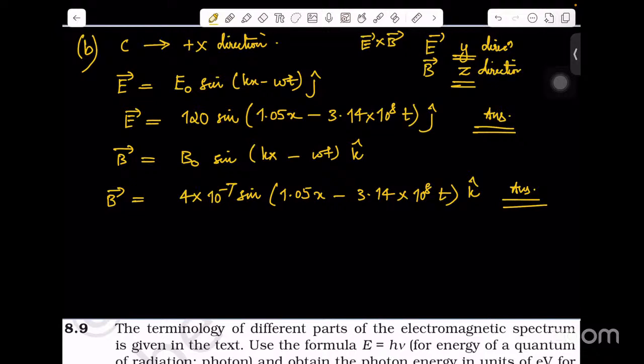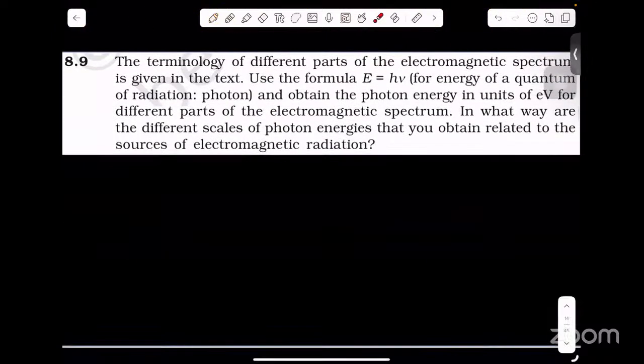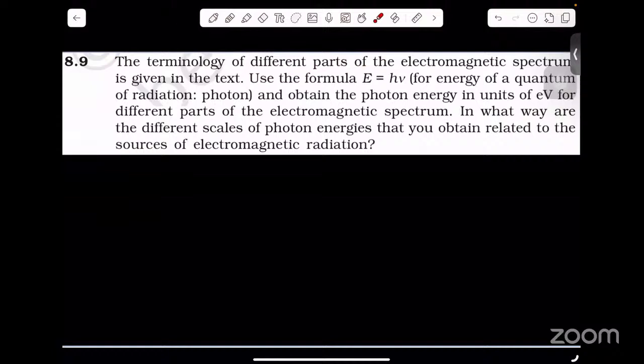Next, moving on to the next question. The terminology of different parts of the electromagnetic spectrum is given in the text. Use the formula E equals h nu and obtain the photon energy in units of electron volts for different parts of the electromagnetic spectrum. In what way are the different scales of the photon energies that you obtained in the previous part related to the sources of electromagnetic radiation?